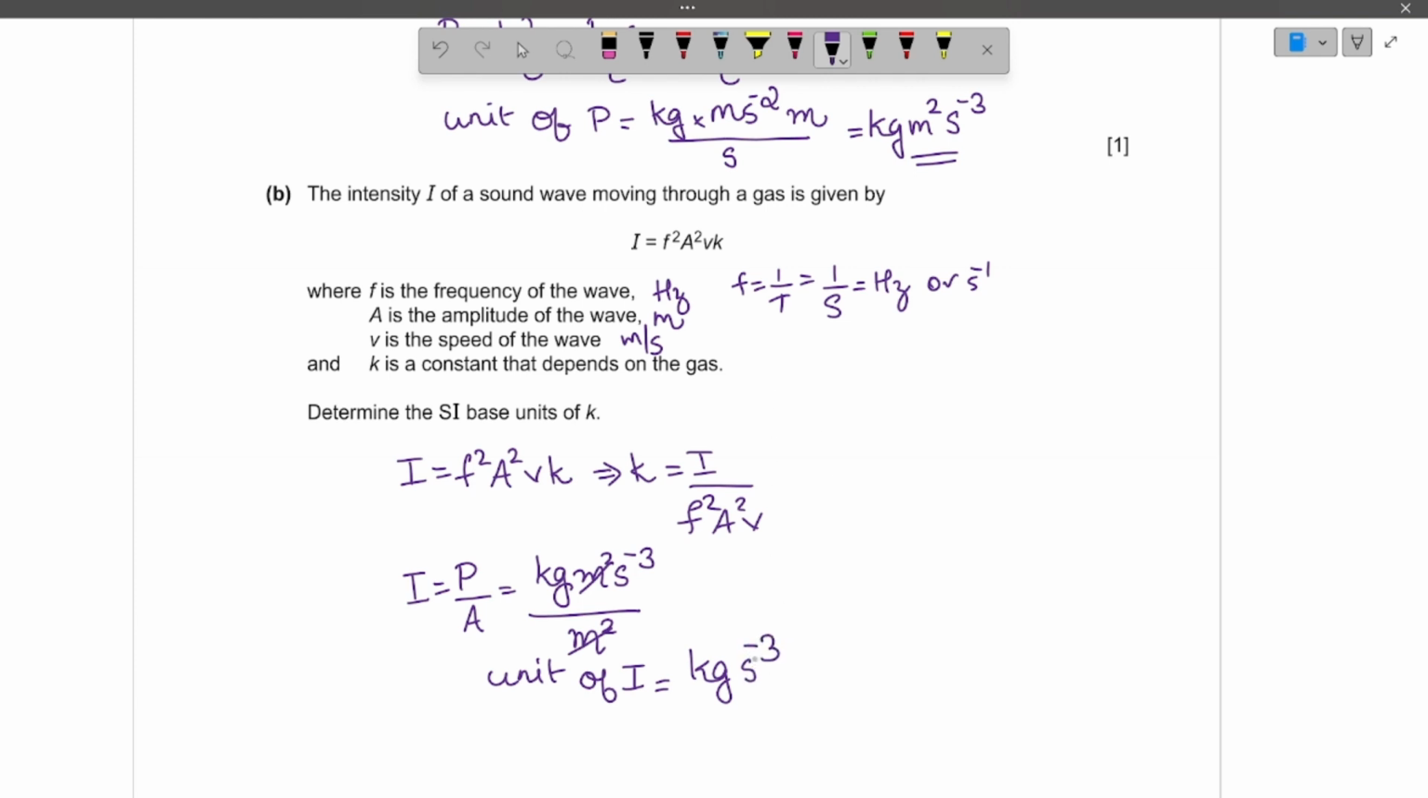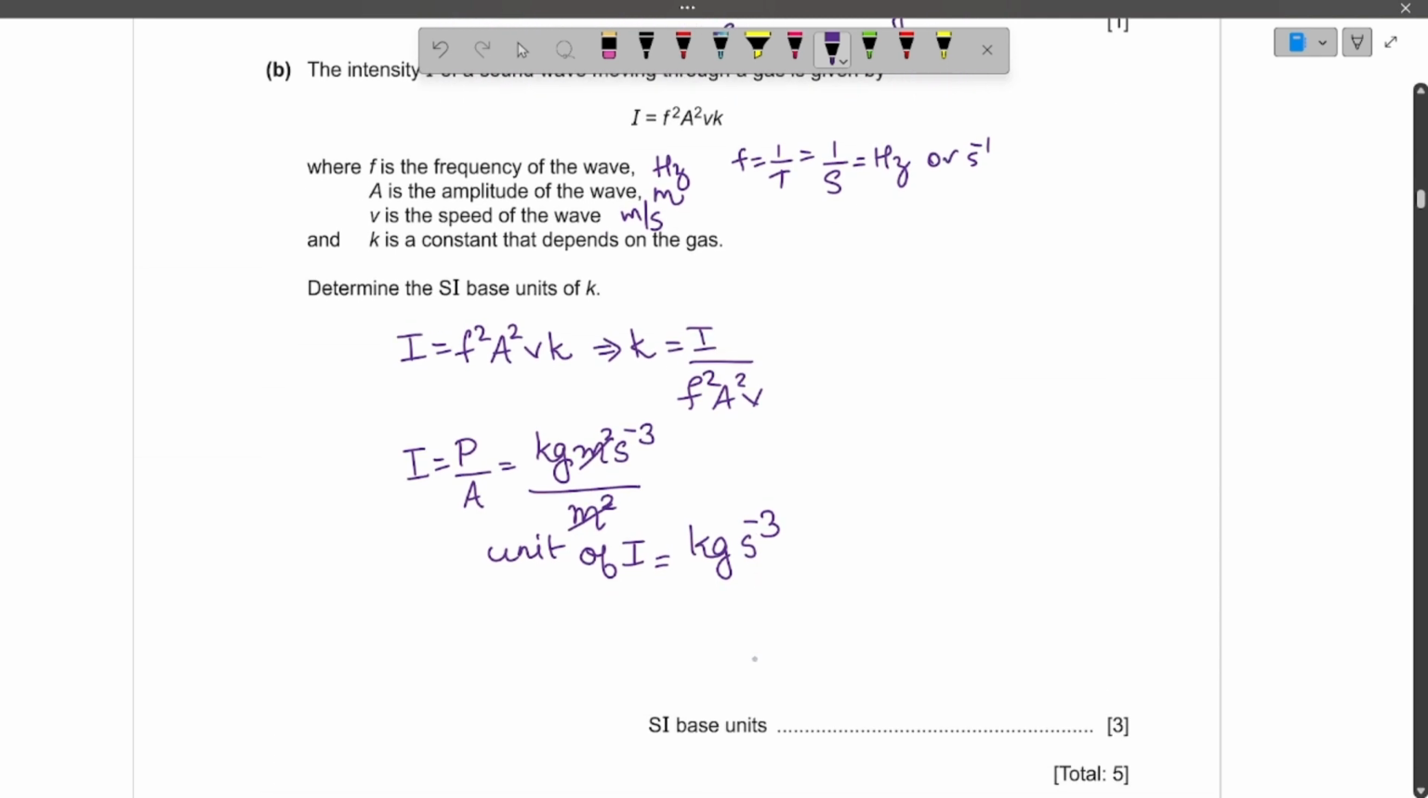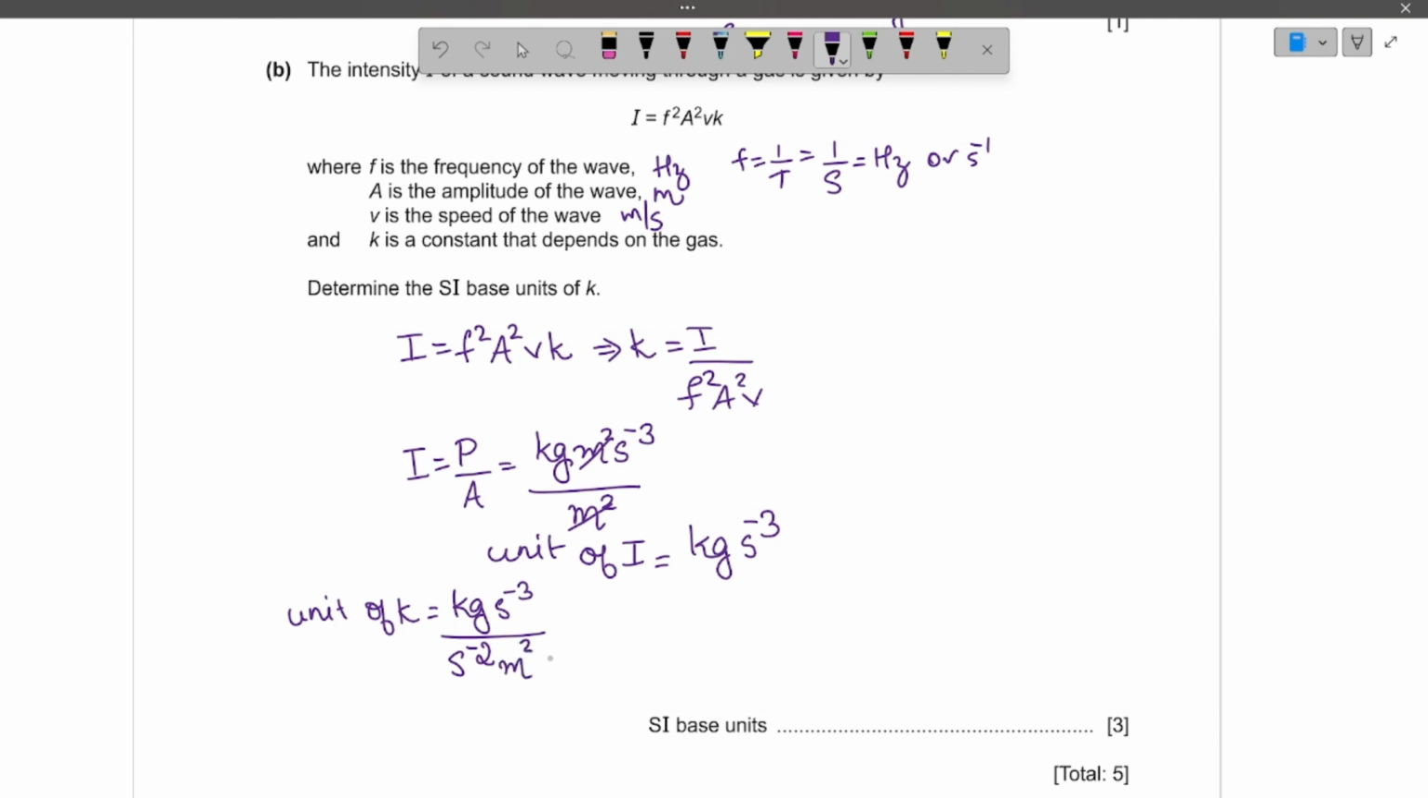So you can use these units to find out the unit of k, the constant. The unit of k is equal to the unit of intensity first, which is kg s⁻³, divided by the frequency unit, which is s⁻¹. Here it is squared, so s⁻² would be the unit. Then a², which means m² multiplied by the speed, m s⁻¹.